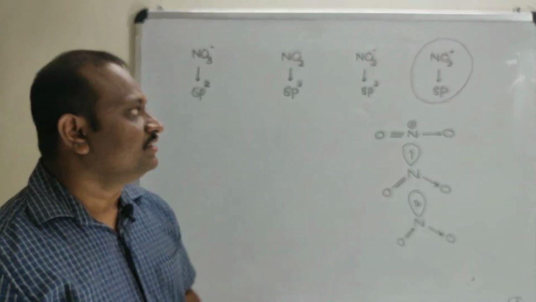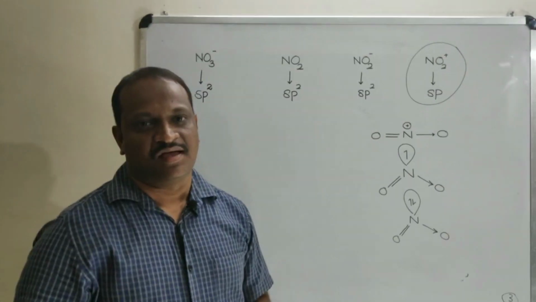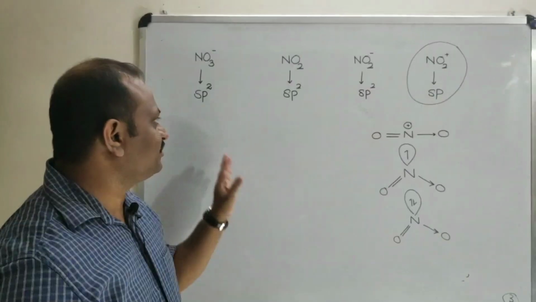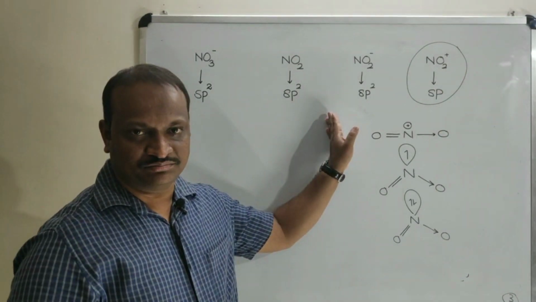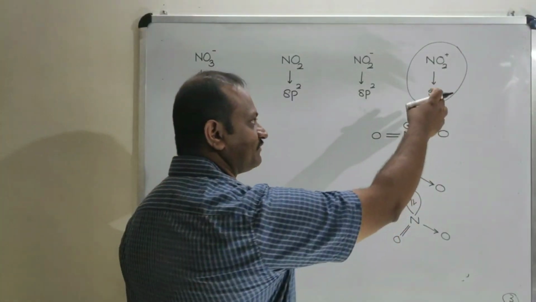So listen, we have seen the hybridization of each and every atom first of all. And then we compared the hybridization. We have seen that in all these cases, this is sp2, but the last one is sp. So directly we can select the last one as the option.